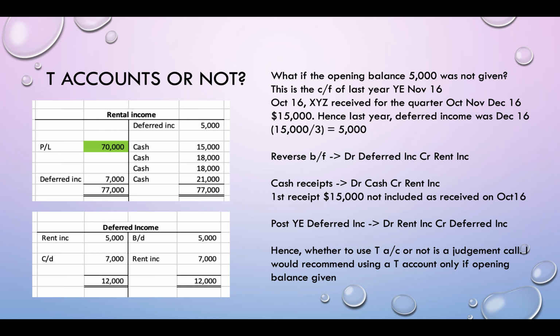Whether to use a T account or not is a judgment call, but I would recommend using a T account only if the opening balance is given to you. Otherwise, you will have to go through all these workings.